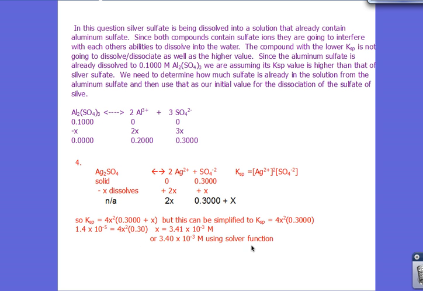KSP was given as 1.4 times 10 to the minus 5th, and I solved for x. If you solve by pretending it's 0.3 plus nothing, because x is so small, you get 3.41 times 10 to the minus 3rd. If you go the other way and use the solver function, you get 3.40. Practically the same. In fact, if you think about your sig figs, this value and that value are both estimates. So you're saying it might be a 1, it might be a 0. Practically the same.